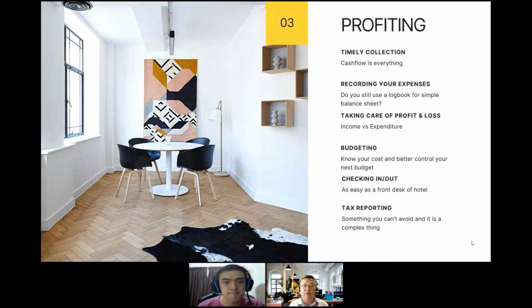How do you protect your capital and your asset? How do you manage it well with the tools? And most importantly, how do you profit from it? So that's the key thing that led us to think of the Landlord 123 app. So why not? That's what we found.